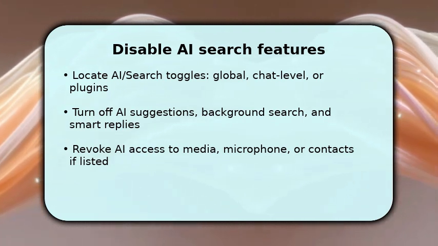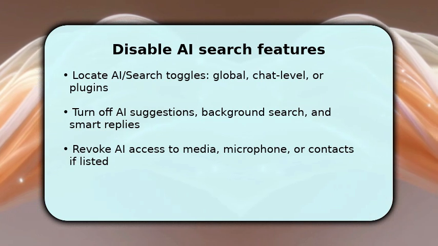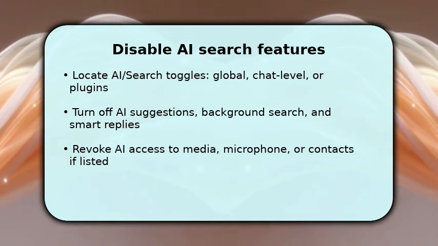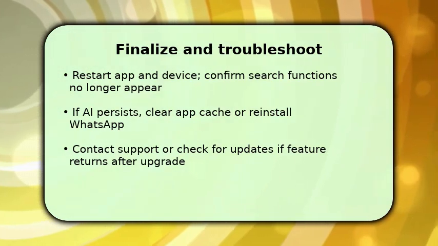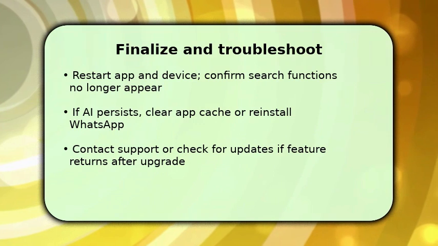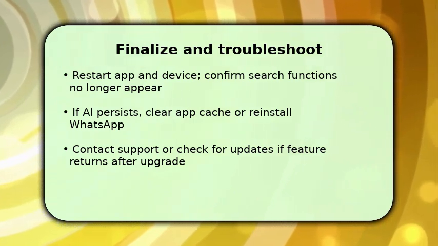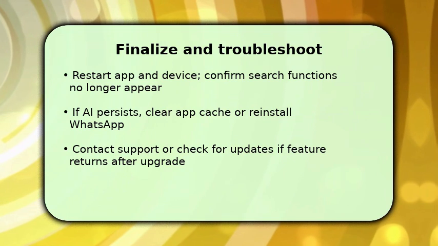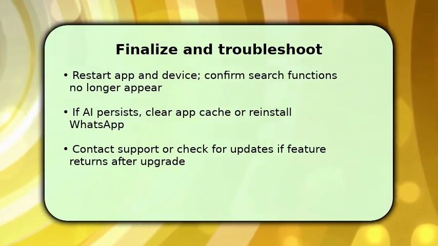You finish by restarting the app and phone so changes stick. After reboot, verify that AI search, suggestions, and related UI elements are gone from chats and settings. If some features persist, clear WhatsApp cache, then force stop and reopen.